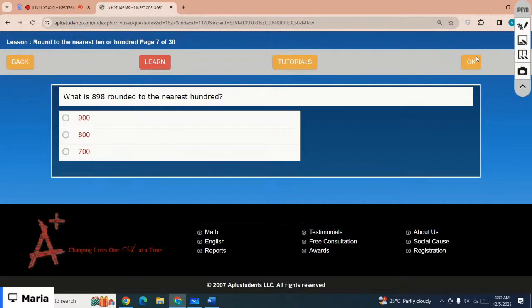Okay, what is 898 rounded to the nearest 100? Which is the correct option? Yes, we are almost done. The correct option is 900.